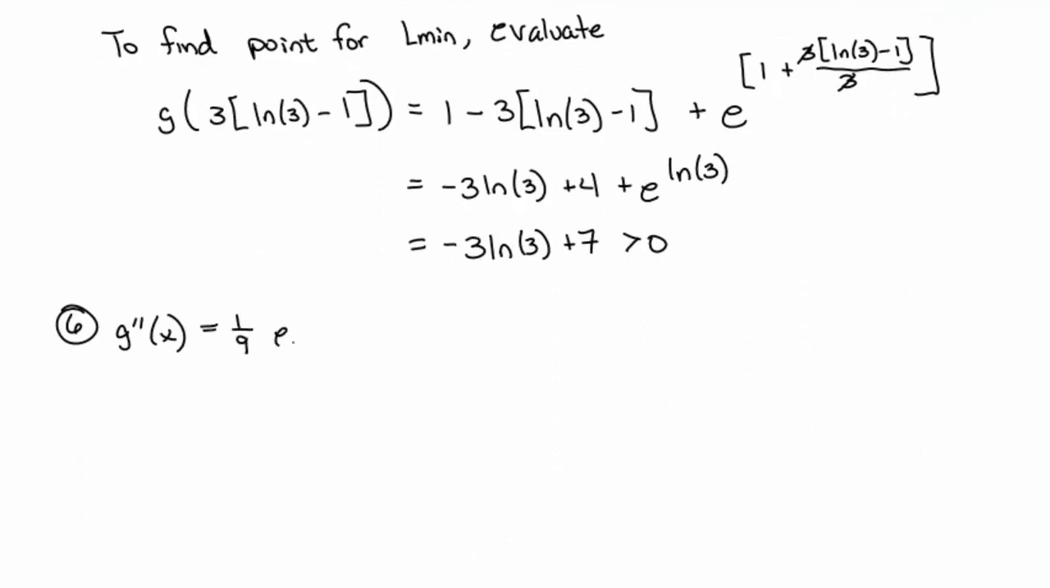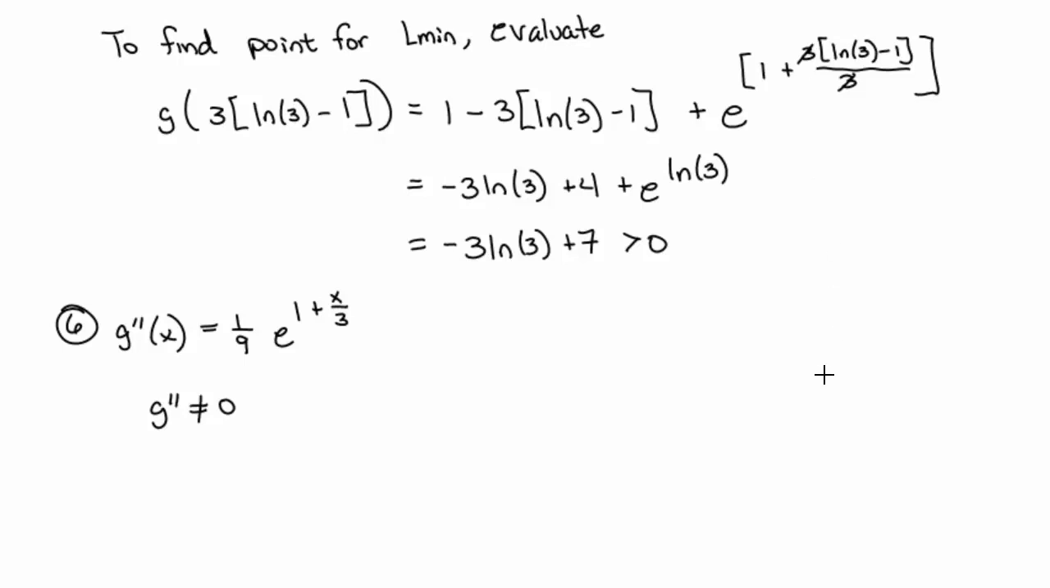1/9 e to the 1 plus x over 3. G double prime is never 0. G double prime is always defined, right? This is never going to be 0. So G double prime is never 0. It's always defined as well.